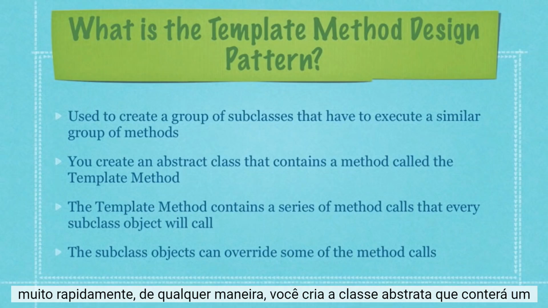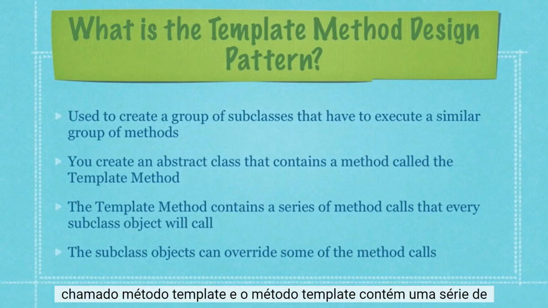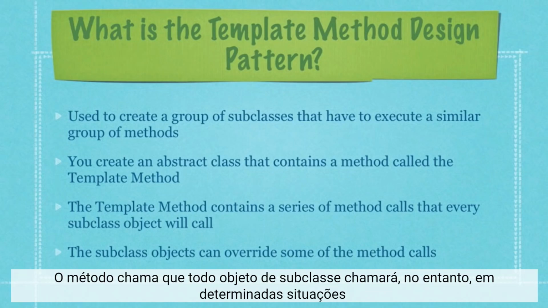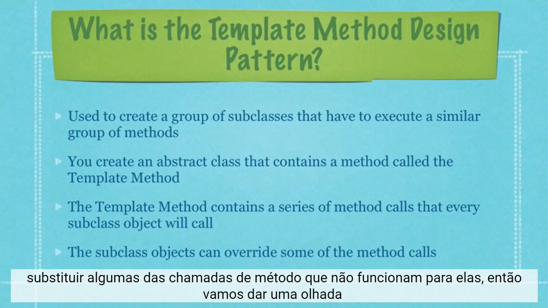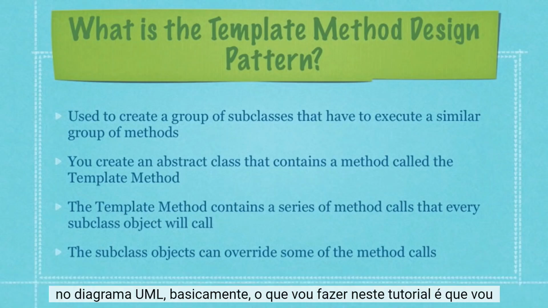So anyway, you create the abstract class that's going to contain a method called the template method. And the template method contains a series of method calls that every subclass object will call. However, in certain situations, the subclass objects that are formed from this are going to be able to override some of the method calls that don't work for them. So let's take a look at the UML diagram.